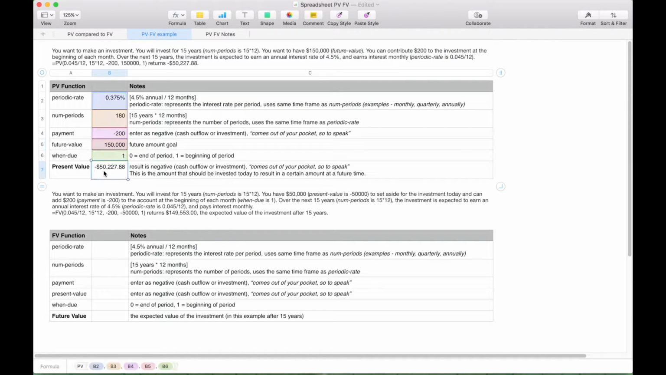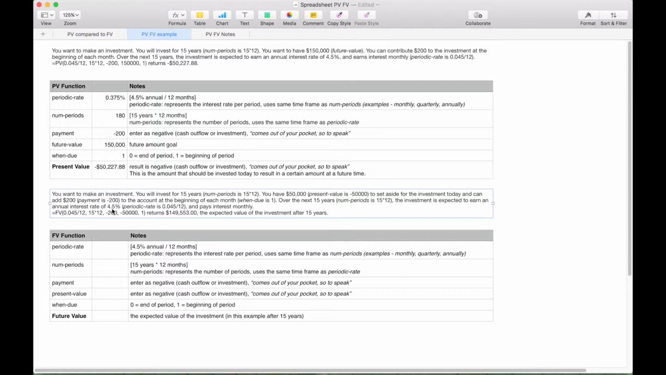So if we are to invest $50,227.88 today, and we have 15 years to invest the rest of our money, and we contribute $200 per month at the beginning of the month at an interest rate of 4.5% that earns interest on a monthly basis, then we will meet our future value goal. Okay?